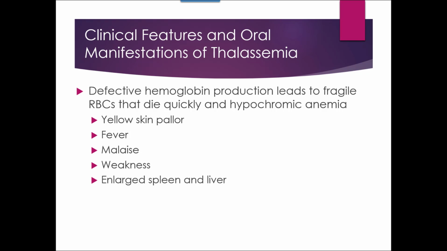So what are the clinical features? The clinical signs begin to show up in the first year of life. Because the person has defective hemoglobin, basically they have those fragile red blood cells. They're going to die pretty quickly as they're circulating throughout the body. And that can range, of course, from mild to moderate hemolytic anemia. They'll end up with hypochromic anemia because of the lack of the proper red blood cells. And so physically we'll see yellow skin, pallor, fever, weakness, malaise, all the things we expect, as well as an enlarged spleen and liver.